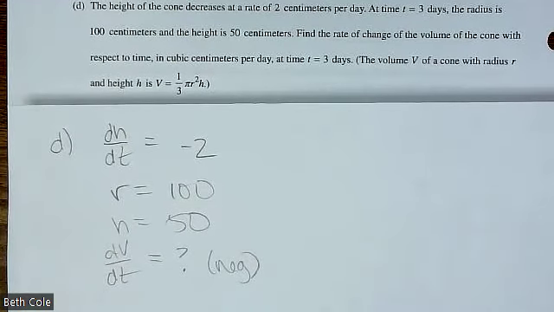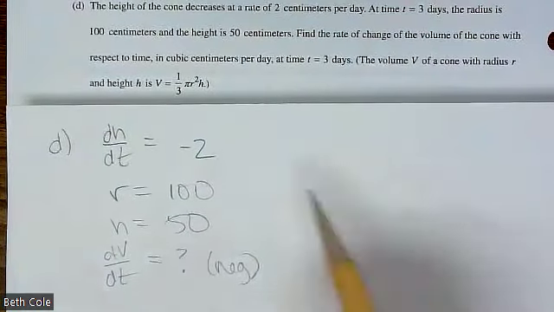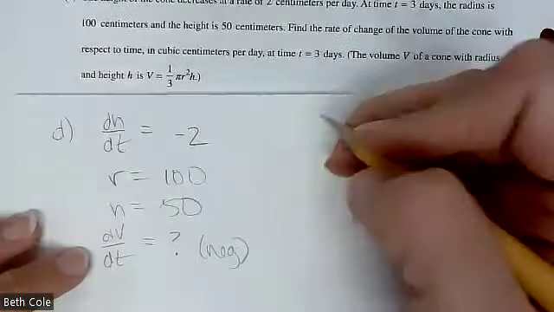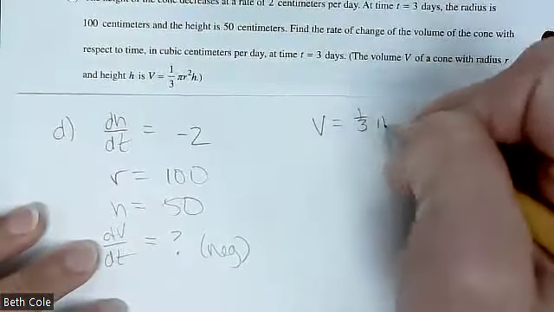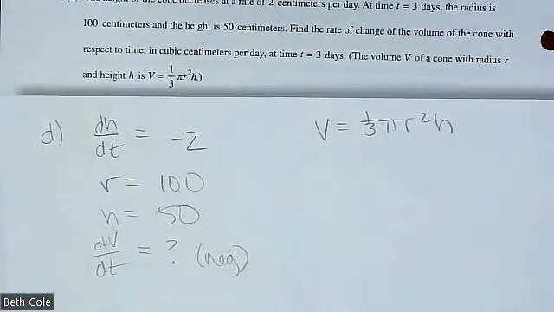Do they tell us anything else? Yeah, time is 3 days. That's not really going to come into play here. They're just throwing that at you. And then they do give you the formula, so that's great. All right, so volume is 1/3 pi r squared h.